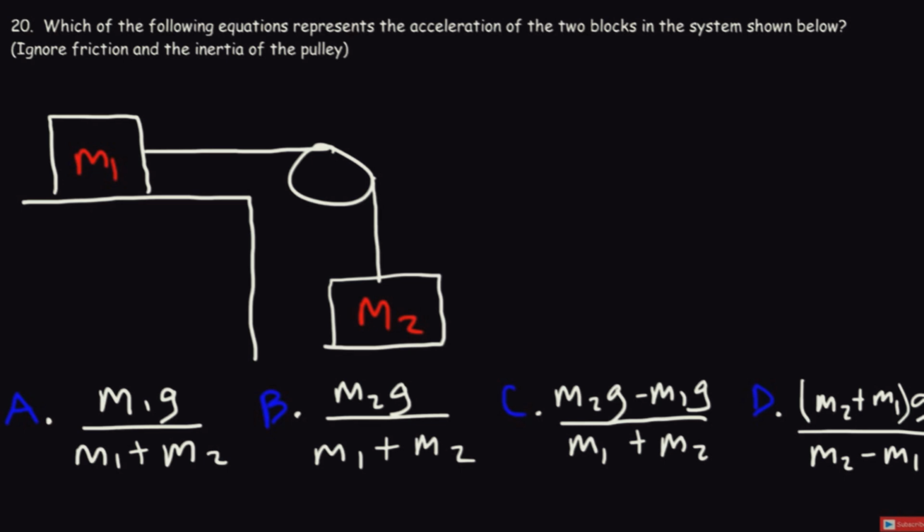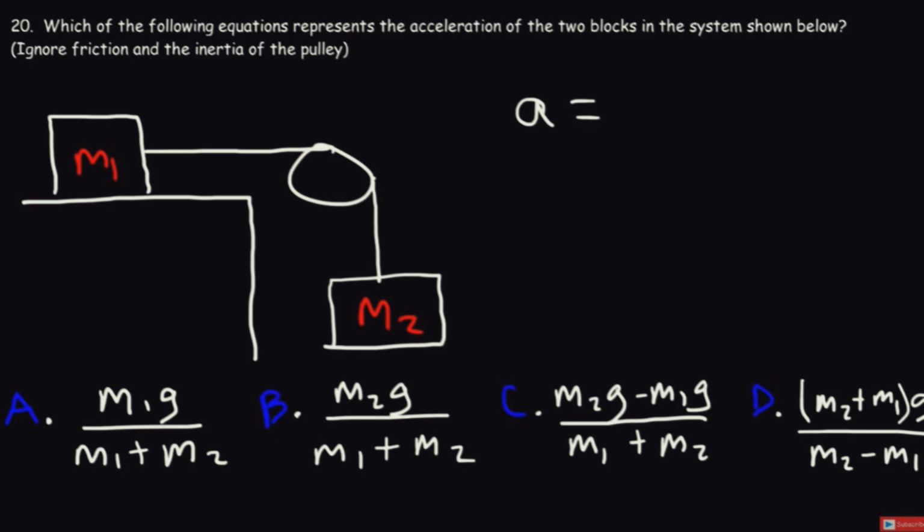How can we calculate the acceleration of the system? I am going to show you two ways. A quick and simple way in case you have a multiple choice test. But for those who have a free response test, I am going to show you another way in which you can calculate the acceleration by drawing a free body diagram.